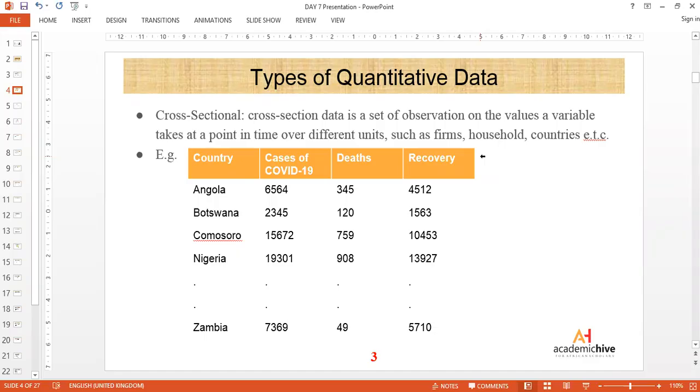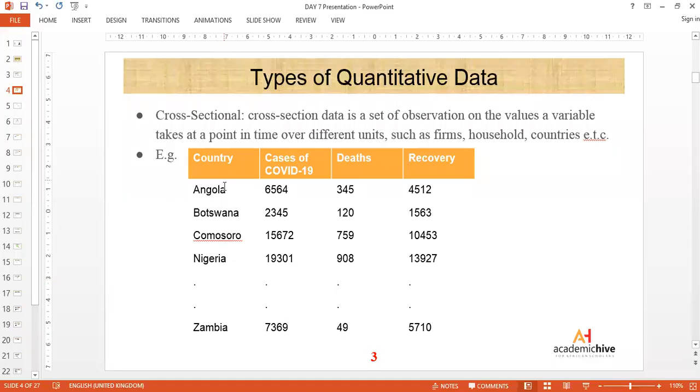Last time we explained what variables are and what scales are. So variables are the concepts you want to measure, while scales are those questions or those measures that you're using, those items you're using to measure the variable itself. So for this study, our variables here are three: cases of COVID, deaths, and recovery. Our observations are the countries, say Angola, Botswana, Comoros, I don't know what country that is, Nigeria, and all of that.